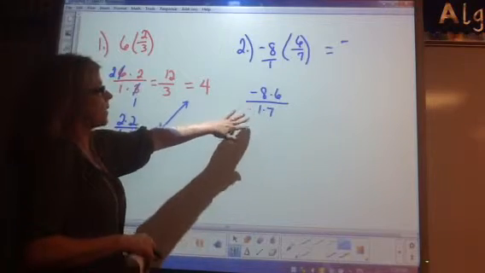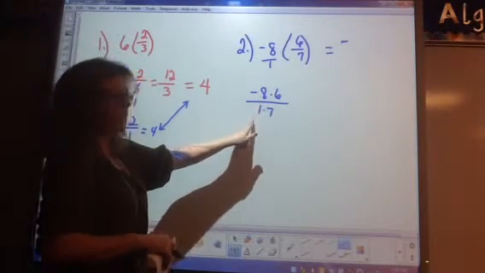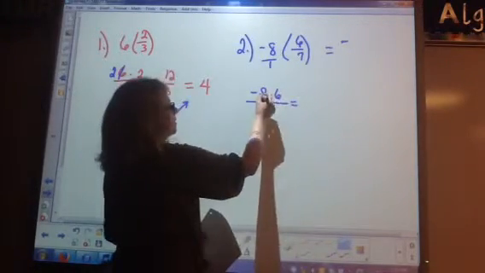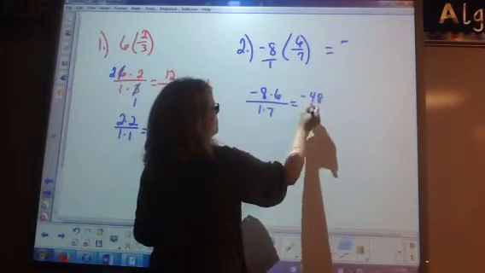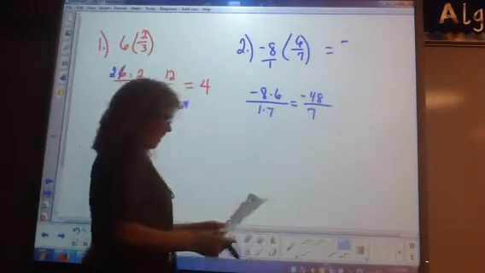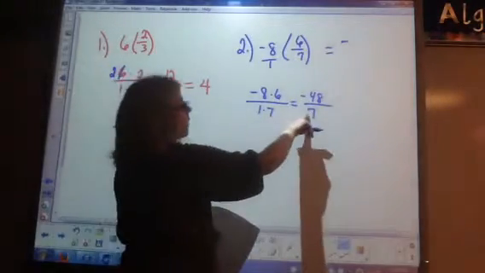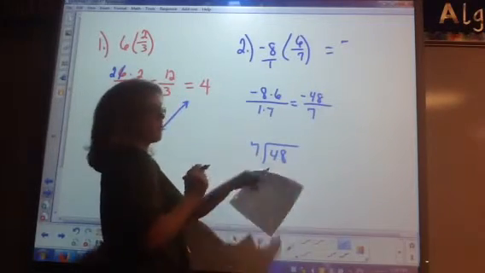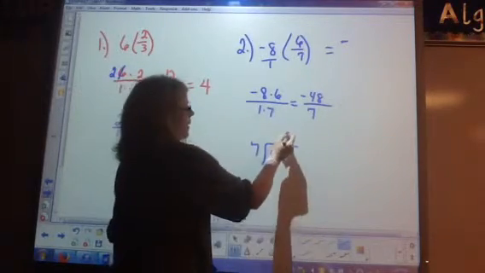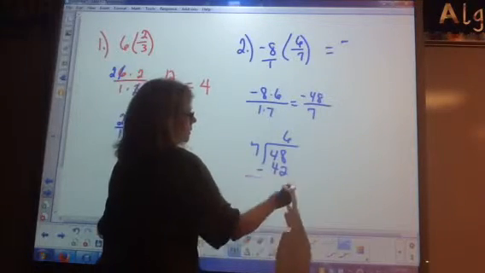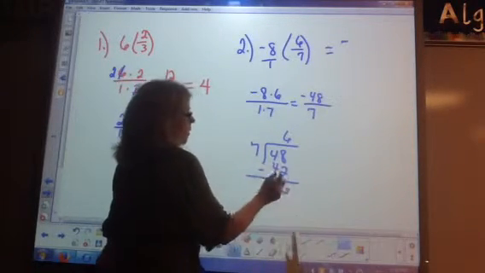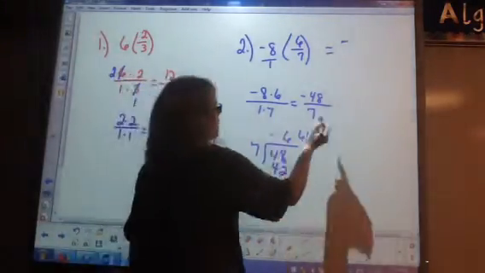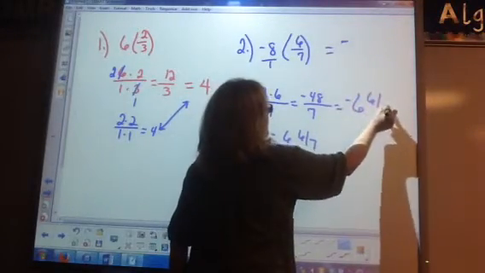Now, can we cross-simplify anything? 1 will go into everything. That's relatively prime, so we don't need to do that. 7, no. So multiply straight across. -8 times 6 over 7. Okay, this is improper, so we need to simplify. How many times will 7 go into 48? 6 times, with 6 left over. Okay, and remember my answer is negative, so it's negative 6 and 6/7.